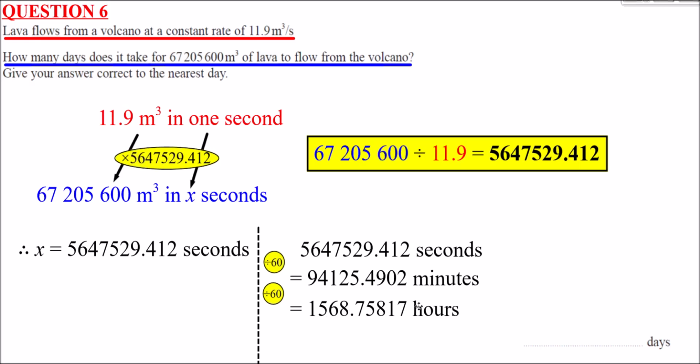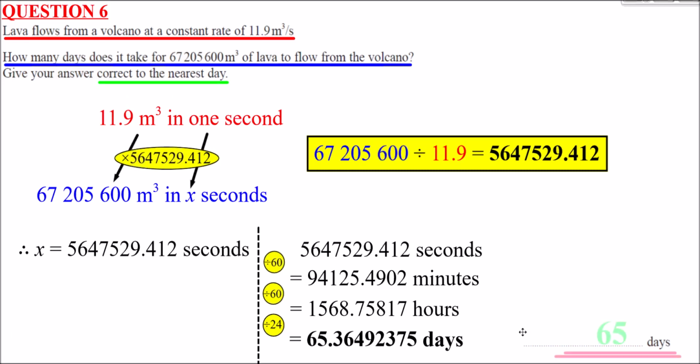Then to go from hours into days, because each day is 24 hours, I need to then shrink this by a factor of 24. So dividing this by 24, that's going to tell me how many days the lava was flowing for. So it's been flowing out of the volcano for approximately 65.4 days. Don't put that as our answer, read the question carefully. The question clearly says, give your answer correct to the nearest day. So this wouldn't round up to 66, it would round down to just 65 days. 65 days is our final answer.